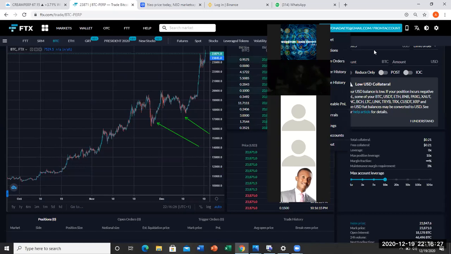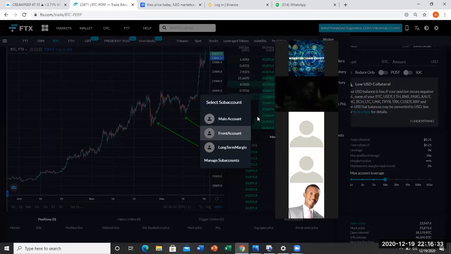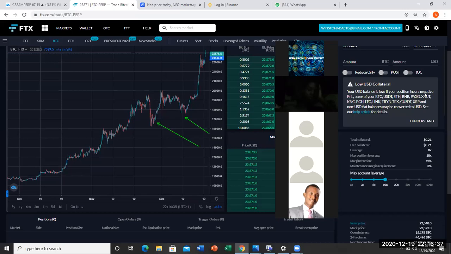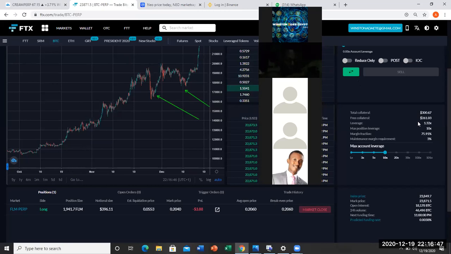Now, out of this particular sub account, I go back to the first sub account, the main account for this particular account. Now you can see that here I have a total collateral of how much? $300. Can you see it? Yes. I have a total collateral of $300. Now let's look at this. I traded this position with about $40. Now 40 over 300, 0.13, right? You're not doing the math. Times 10, I'm still on 10x leverage. So times 10, I'm having 1.3.